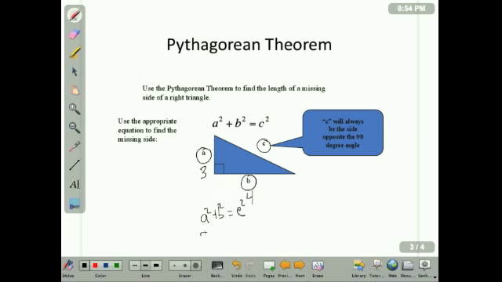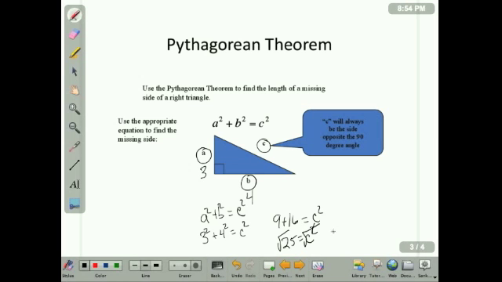So we're going to take 3 squared and add it to 4 squared, and we should get c squared. We don't know what c squared is, so we're going to have to resolve that. 9 plus 16 equals c squared. 25 equals c squared. Now I don't need to know what c squared is, I need to know what c is. So in order to find c, I'm going to find the square root of both sides. And what that does is cancel out the squares. And I'm left with c is equal to the square root of 25.